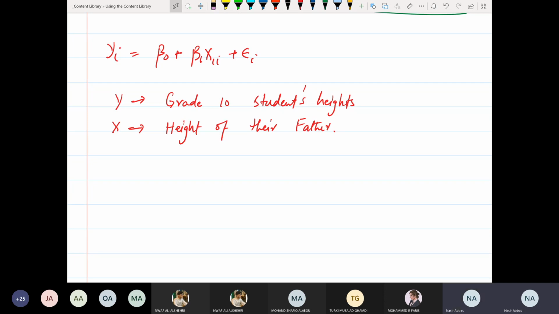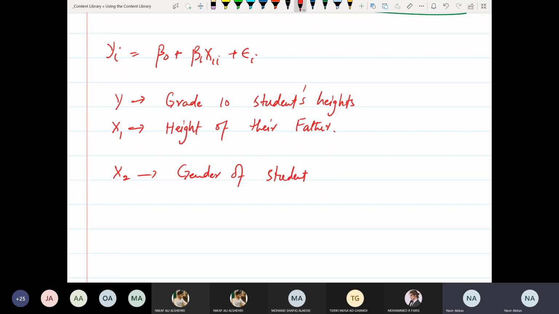Now in this situation, you have y as a function of x. Let me call this one x1, height of the father. There can be another variable x2, gender of student. Males usually are taller than the females. So if the student is a male, you expect him to be taller. If a student is female, you expect the student to be shorter than the males on average.